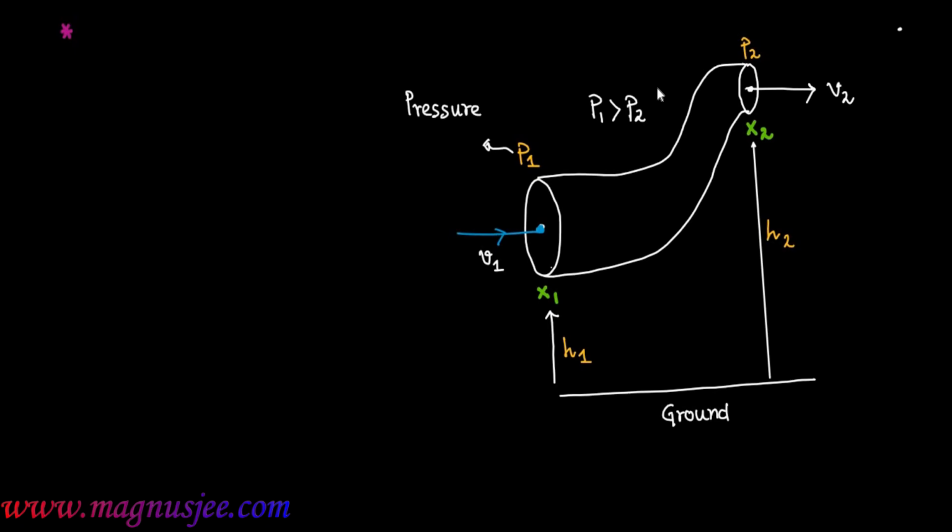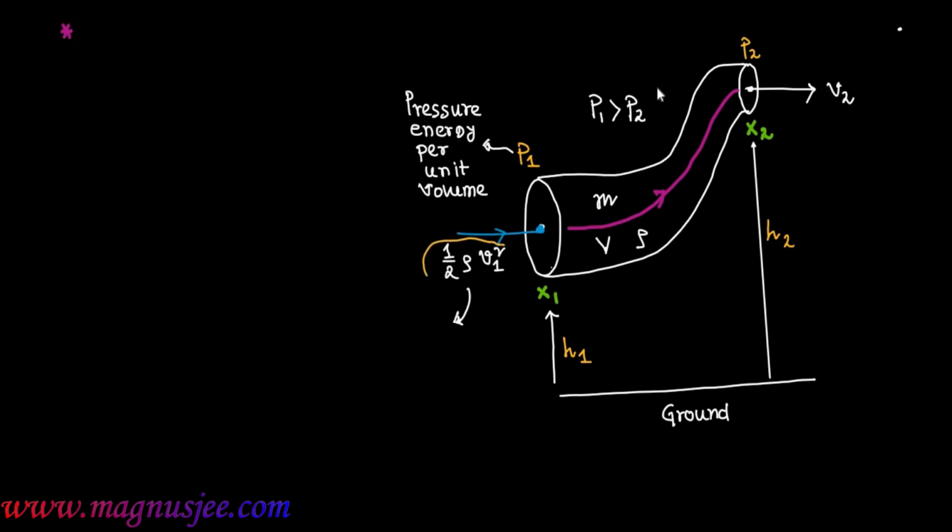P1 is the liquid pressure, and it is also pressure energy per unit volume of liquid at the end x1 of the pipe. Liquid flows in this direction as shown in the figure. Small m and v are the mass and volume of the liquid which is pushed through the pipe. Rho is the density. 1/2 rho v1 square at the end x1 is the kinetic energy of the liquid per unit volume.